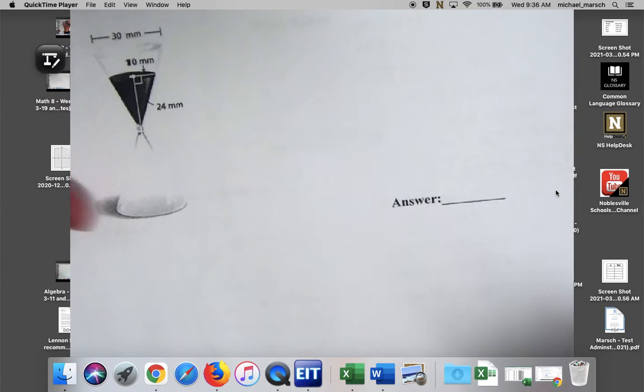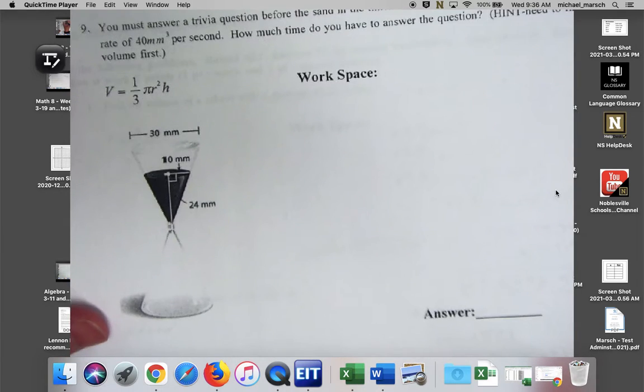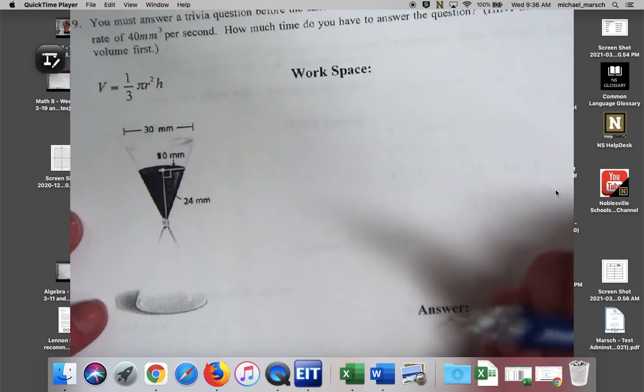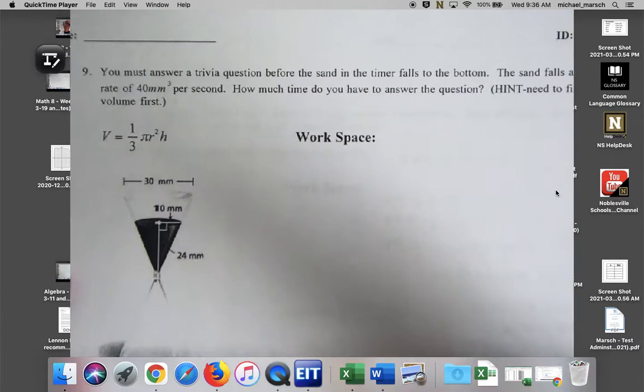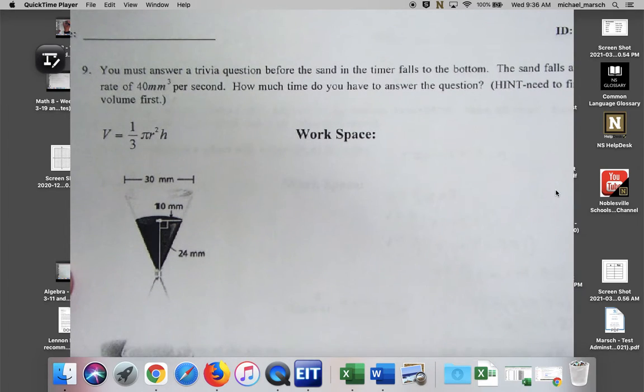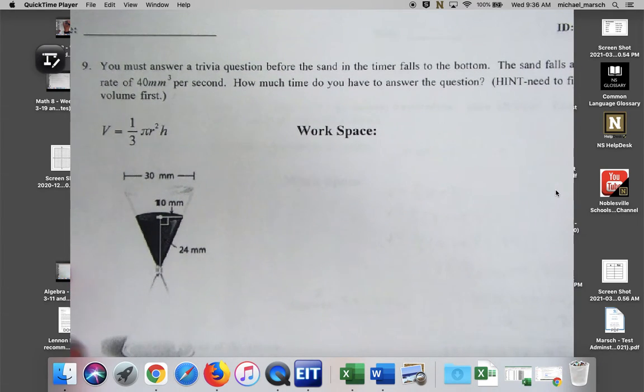Last question. We have a, what are these things called? A sand timer, I guess? Yeah? You guys play any games with these things? I can't really think of any off the top of my head, but I know they're popular.